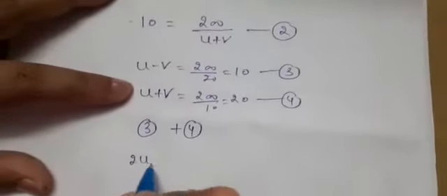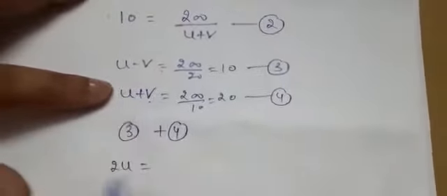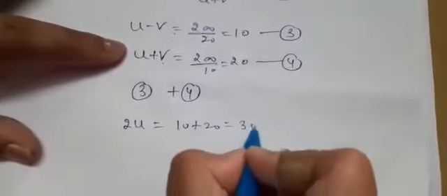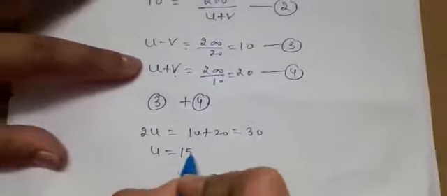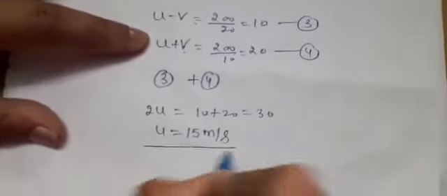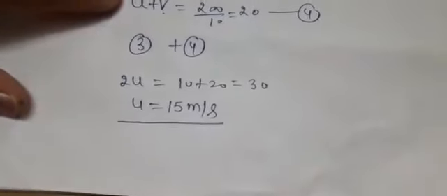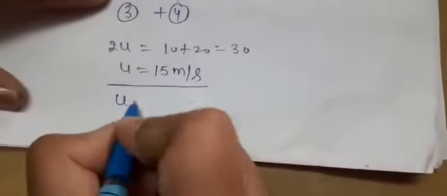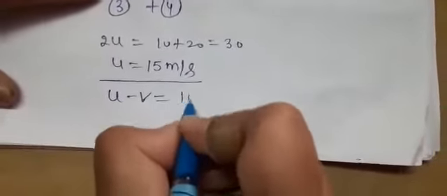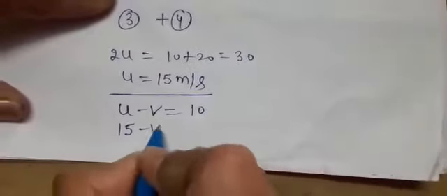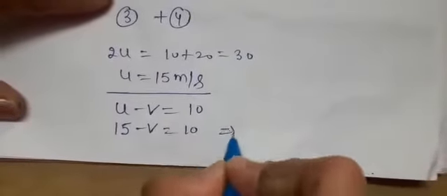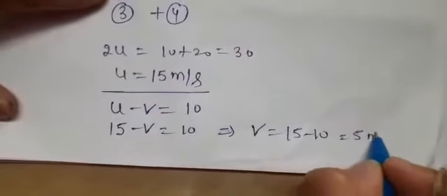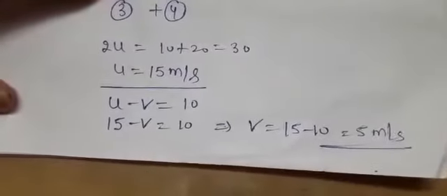When you will add, V will cancel out. 2U equal to 10 plus 20, it will be 30. So U will be 15 meter per second. 30 upon 2, 15 meter per second. So now substitute the value of U in either 3 or 4. If this is 15, then you can get V to be 15 minus 10, that is 5 meter per second.